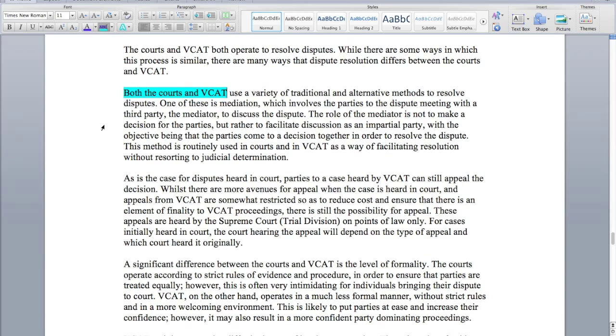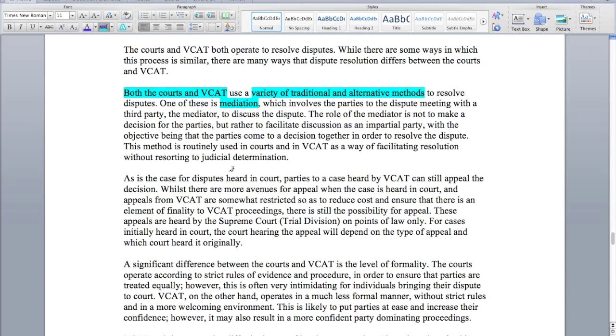I've said both the courts and VCAT. That tells the reader, or here the marker, automatically that I'm talking about a similarity. And you can use this all throughout your answers to all different questions to make sure the examiner knows what you're talking about and knows where to look for marks. Here, the similarity I'm talking about is the variety of methods to resolve disputes. And I've signposted that my description is on mediation.